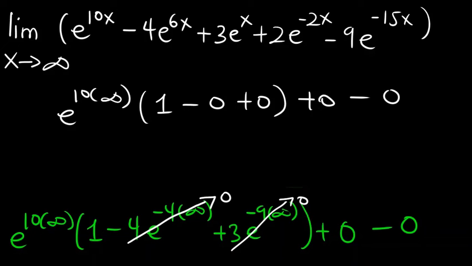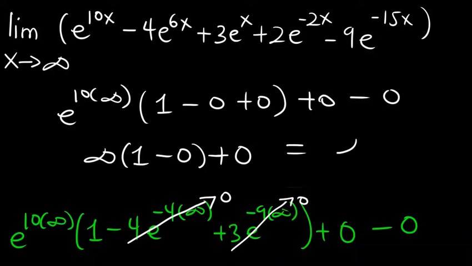We know that e to the power 10 multiplying infinity will also give us infinity. So we are going to have infinity multiplying 1, minus 0 plus 0. This is what you are going to have, and this will give us a value of infinity. Therefore, the limit of the given function as x approaches infinity will be equal to infinity.